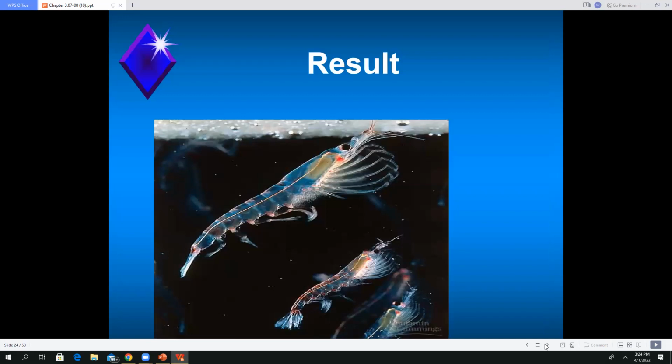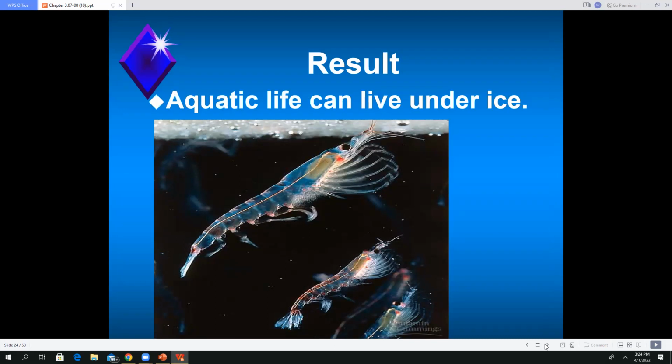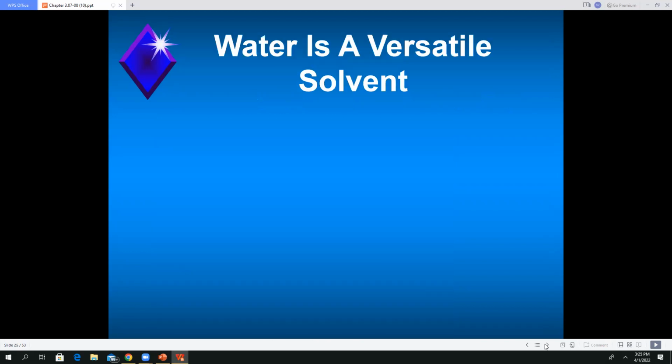Now, one of the things that is amazing about this, the reason why it's a good thing that water does expand, is it helps keep the aquatic life living under the ice. Because if it froze from the bottom up, these critters would also be frozen in the process. Instead, water freezes from the top down. And yes, it can be fully frozen, or at least it looks like it.